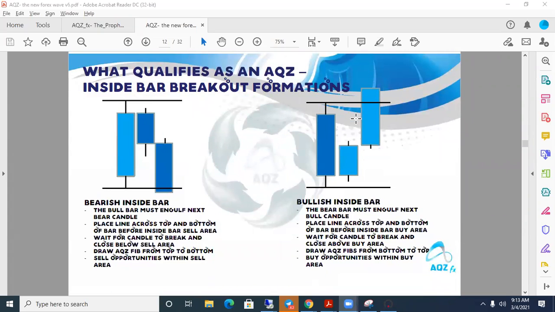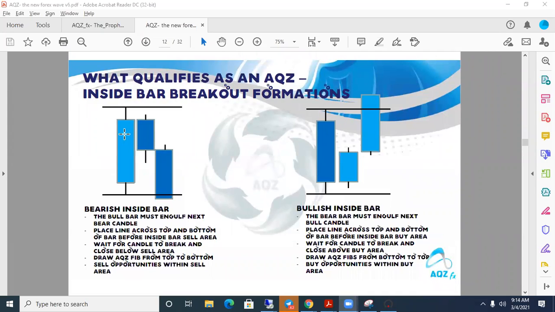Now, the next one is an inside bar. So the inside bar is like the mirror image of an engulfing. For an engulfing, you have the bigger candle to the right of your screen. For an inside bar, you have the bigger candle to the left of your screen. So we have the bigger candle to the left, the smaller candle to the right. This is like a reversed bullish engulfing somehow, right?